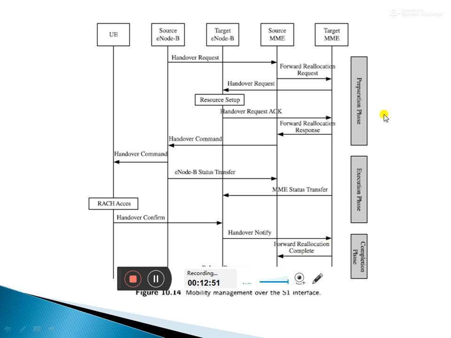After that is completed, once the target is reached, you have to send the procedure, and the complete phase will reach the source MME. These operations will be taking place by the system.